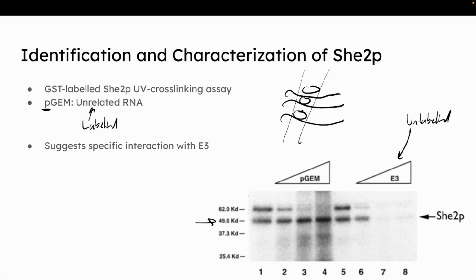Whereas the E3 was unlabeled, and so as you added more E3, we can see that SHEP2 binds more, and we can't see it anymore, right? Because it's bound to the unlabeled RNA, whereas the labeled RNA is still there before you add E3. So it suggests that there is competitive binding for E3 of SHEP2.